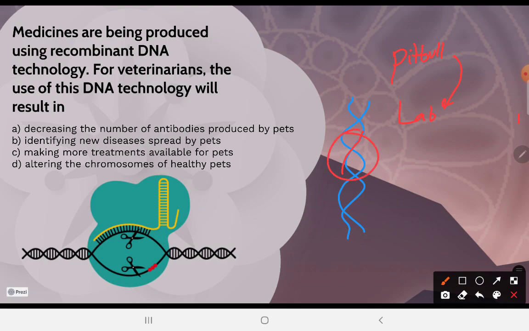We actually do this with humans. There's been 3-person children in Russia where we inserted blue-eyed DNA into a brown-eyed child and we gave him blue eyes. That's a real thing. We're living in the future. It's terrifying. But what this is going to do for veterinarians is it's just going to make more treatments for pets. I mean, that's what vets do, so it's a pretty obvious question, I think.